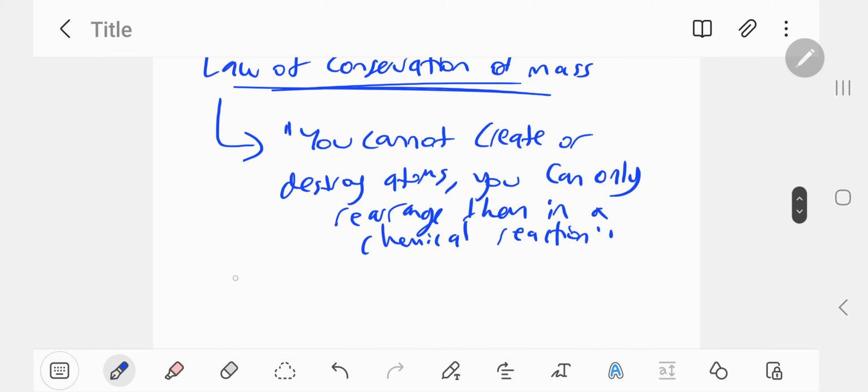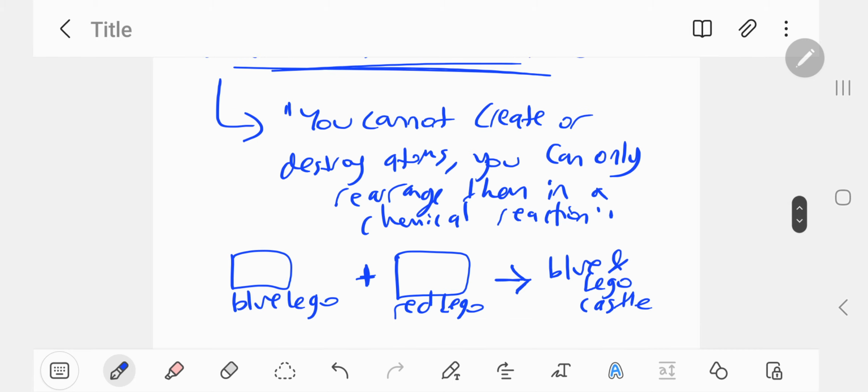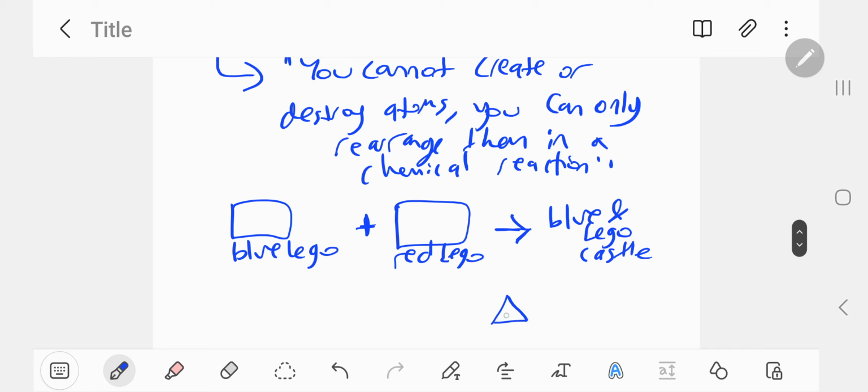Here's an analogy. Suppose I give you some blue Lego and some red Lego, and then you decide to make in front of me, over a certain amount of time, a blue and red Lego castle. The law of conservation of mass tells us in this analogy that you can't have black Lego appearing out of nowhere in the castle, or green Lego or white Lego. Whatever you start with, you end with. That's what an equation is all about. It's all about balance. I love using this analogy with students. They understand it quite well.